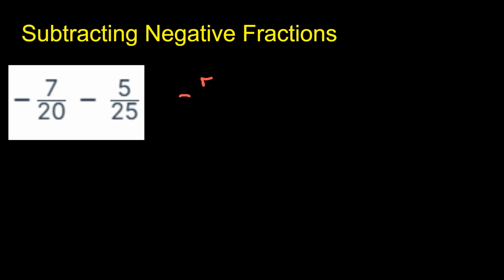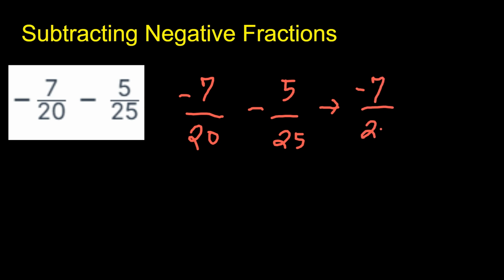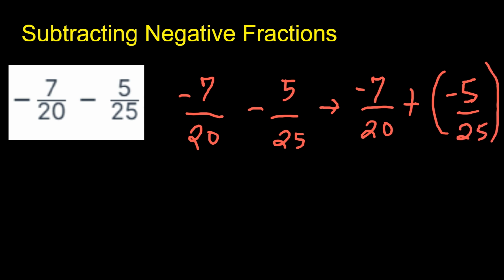So we have negative 7 over 20 minus 5 over 25. Now, if I apply the rule of add its opposite, this will become negative 7 over 20 plus negative 5 over 25. So I repeat, that would be negative 7 over 20 plus negative 5 over 25.